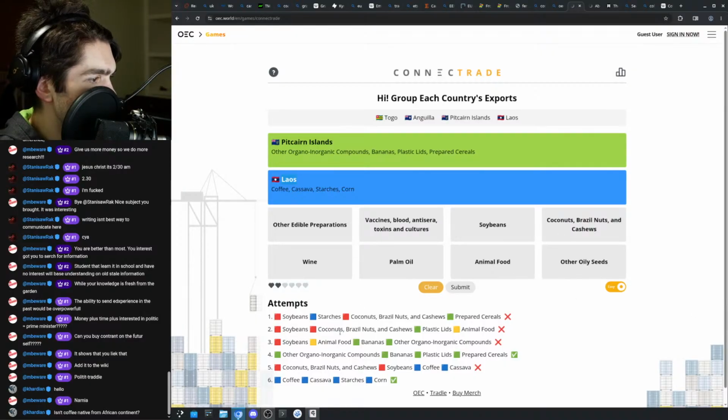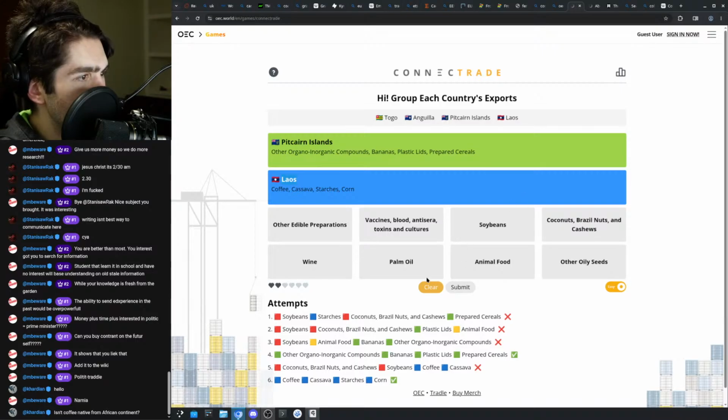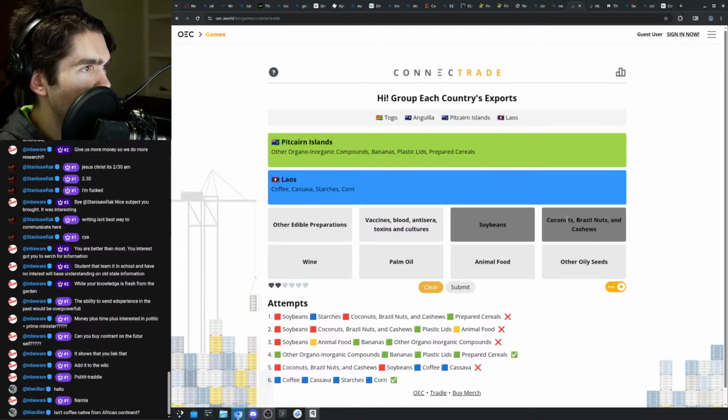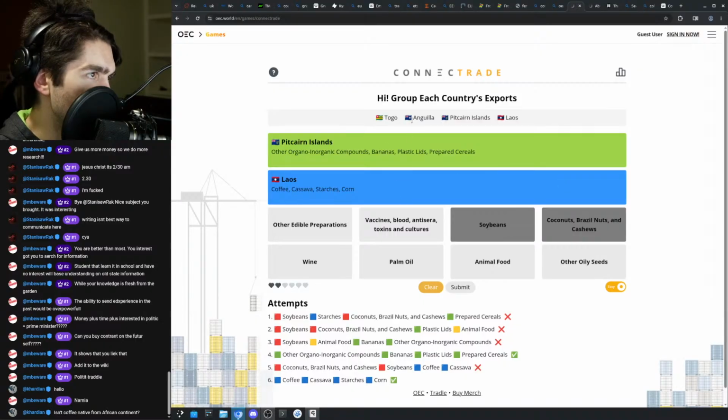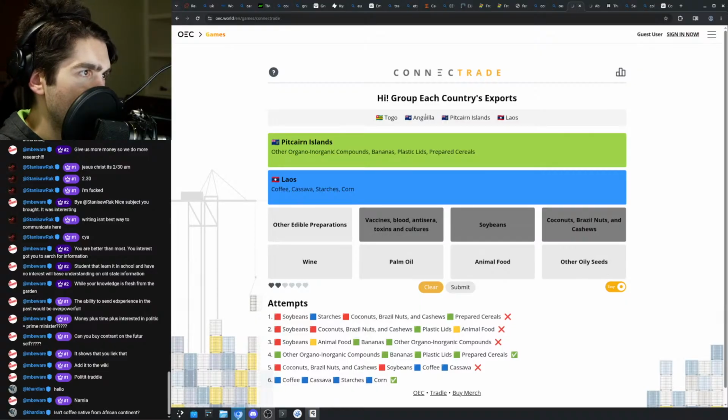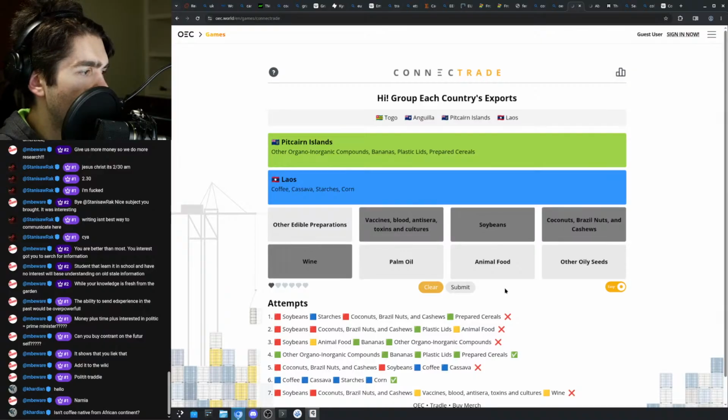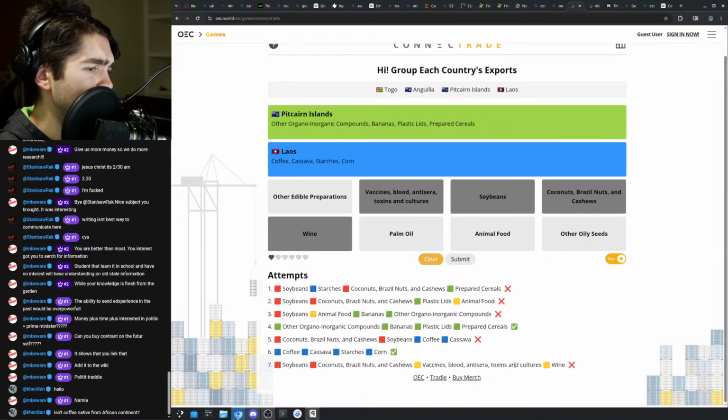Okay, soybean, coconut. Don't tell me that coconut is not linked to Anguilla, and soybeans. Well, no, soybeans could be Togo. Okay, you know what? I'm guessing it's Anguilla, so we're doing soybean because it's a bit more production than Togo is capable of. And what else is fancy? Wine? Yep, I'm going for it. I'm a retard. Oh no, that's bad.